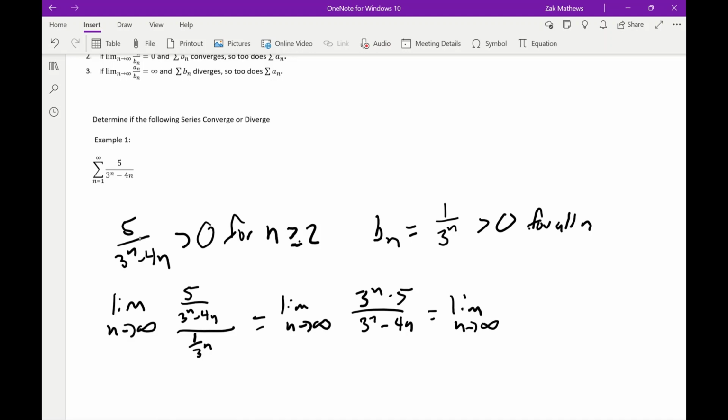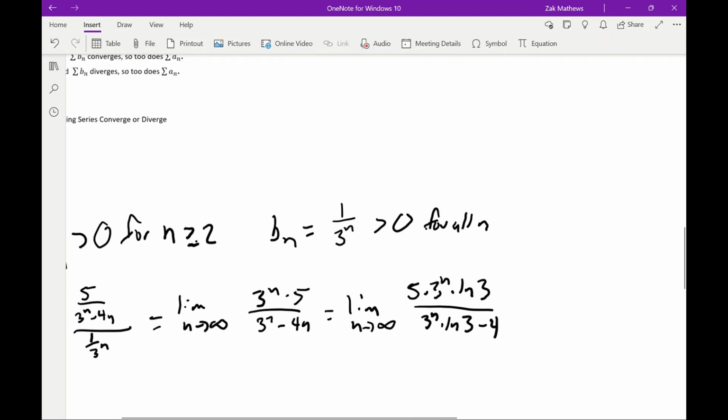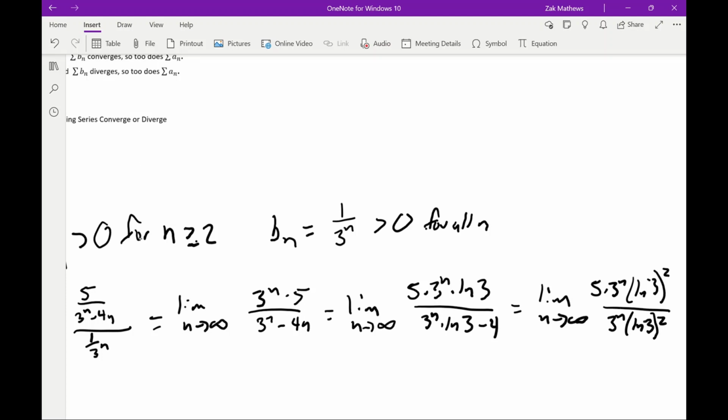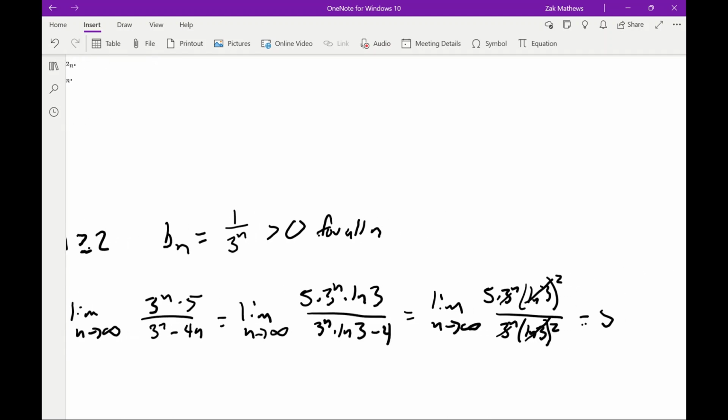So if I apply L'Hopital's rule, 5 will be a constant multiple. We'll have 5 times 3 to the n times the natural log of 3, over 3 to the n times the natural log of 3 minus 4. And that's still going to infinity over infinity. So I'm going to apply L'Hopital's again. And what we see is that we have the 5 times 3 to the n, now we have a natural log of 3 squared, it's there twice, over 3 to the n times the natural log of 3 squared. The 4 is gone. Notice a lot of things are canceling. So we're left with a limit value of 5.